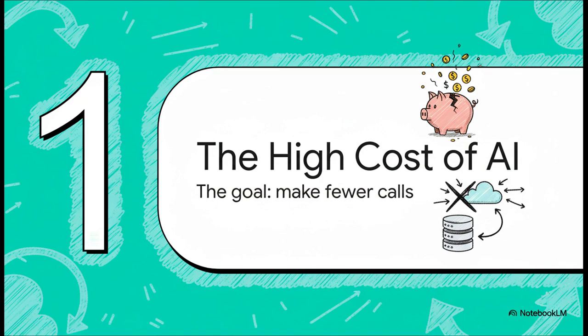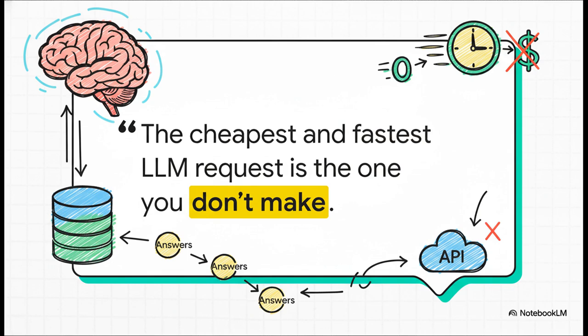Section 1, the high cost of AI. And really, the subtitle here says it all. The whole game is about making fewer calls. I love this quote because it is the absolute heart of everything we're talking about today. Just think about it for a second. If you can give a user a perfect answer without ever having to call the API, well, you've spent $0, you've had zero latency, and you haven't touched your rate limit. That's the magic we're chasing here.